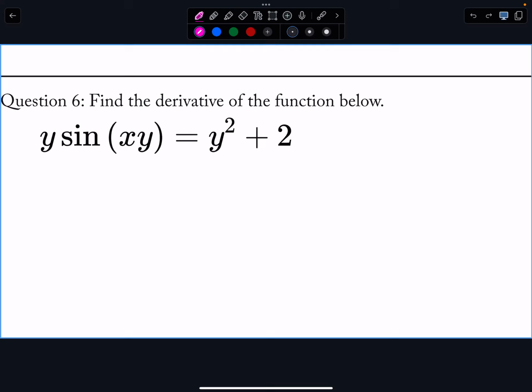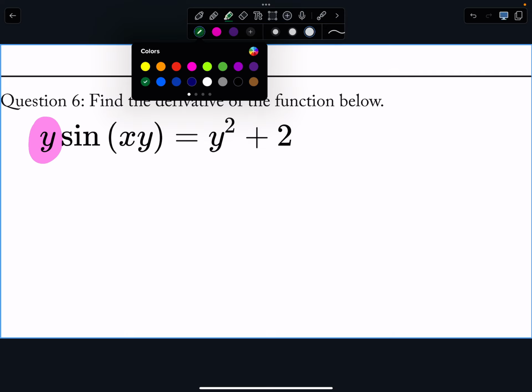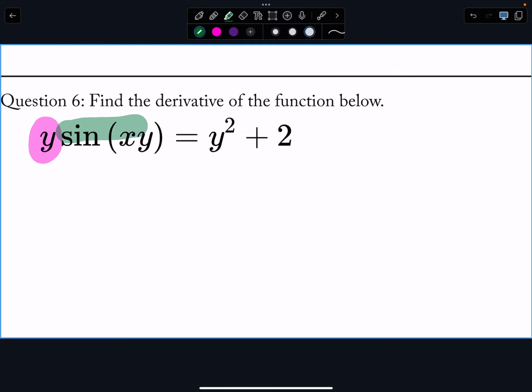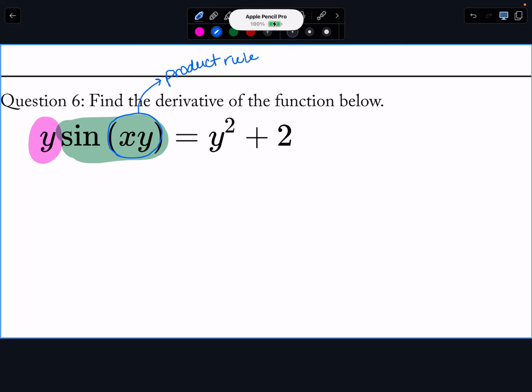So, let's be clear about something. Product rule. Yeah. You have product rule. And then within your product rule, once you get there, you have chain rule. And that chain rule is a product rule. That's funny.